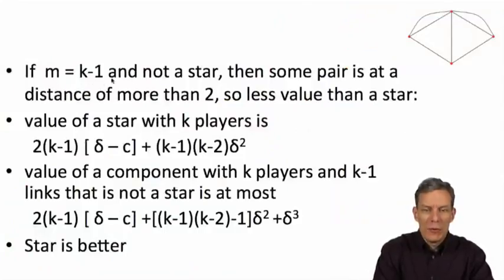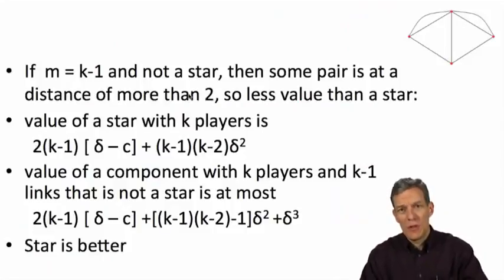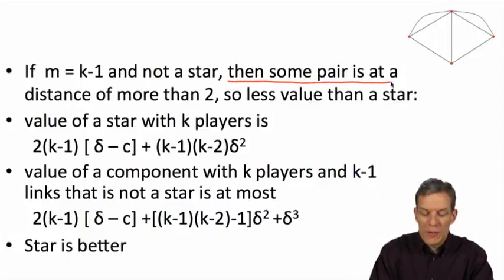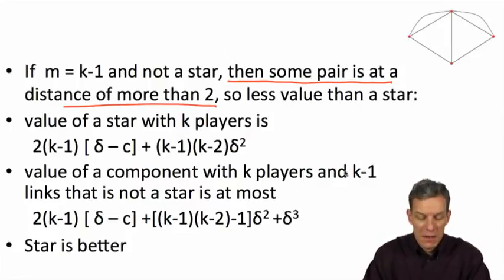Then if you set m equal to k minus 1, suppose the other possibility is that we did some other configuration than a star. Well, then what's true? Some pair of individuals, if it's not a star, has to be at a distance of more than 2. Okay? So the value of a star, we just did that calculation.